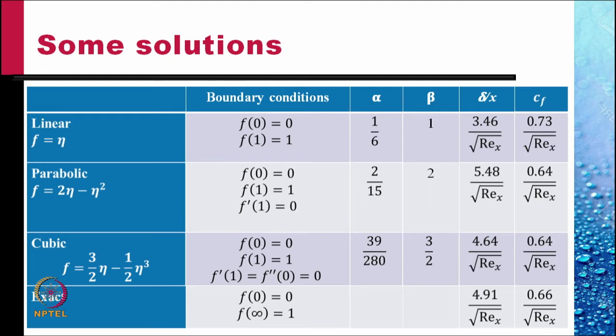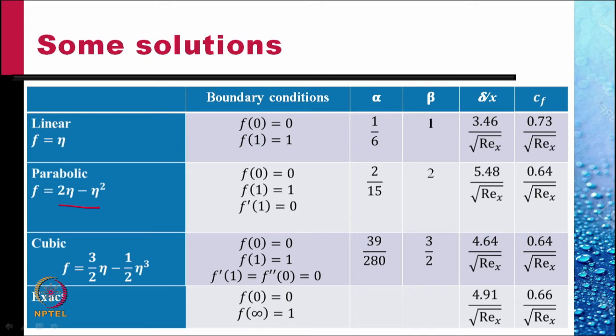For a parabolic profile, we need three conditions, and we use them. F0 is equal to 0, F1 is equal to 1, and F prime 1 is equal to 0. The slope of the velocity profile at the edge is also 0. F is equal to twice eta minus eta square meets these three conditions, and for this profile, the value of alpha is 2 by 15, the value of beta is 2, and we can calculate delta by x and CF.